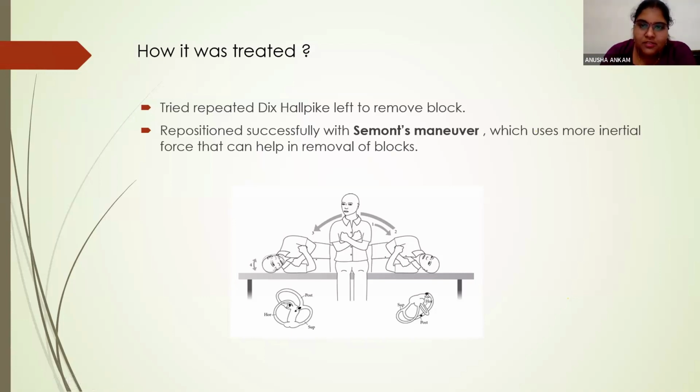So after this maneuver, we got successfully repositioned. There is no nystagmus afterwards. So the patient was relieved of her symptoms. So this is the last case scenario I wanted to present today.